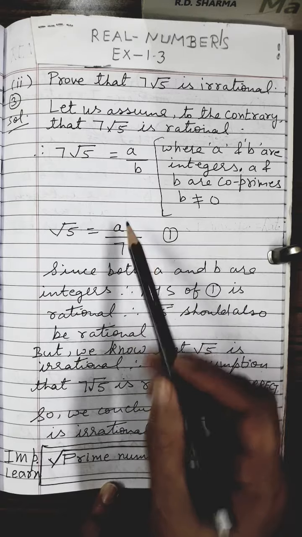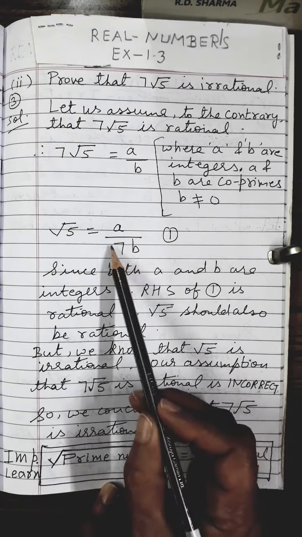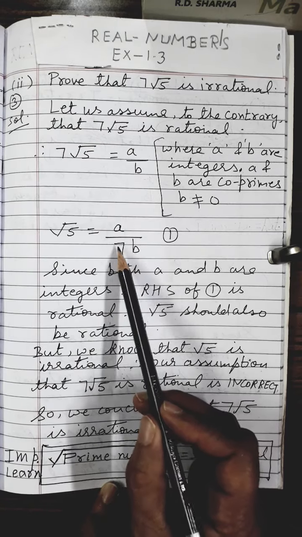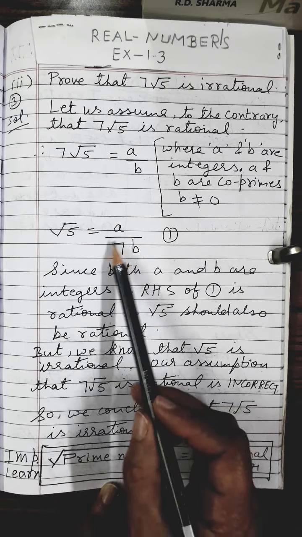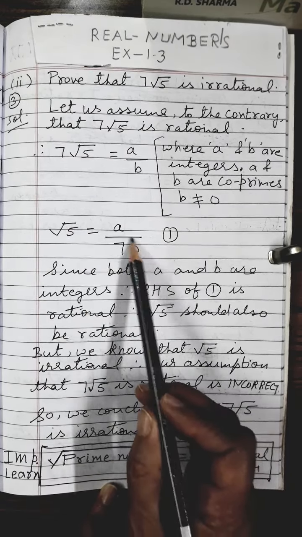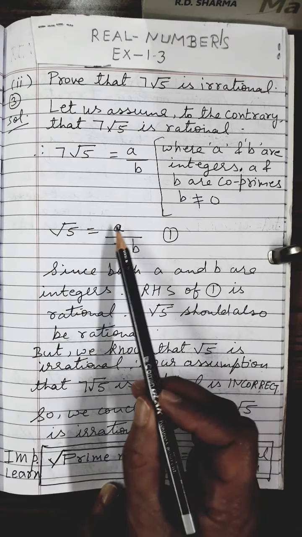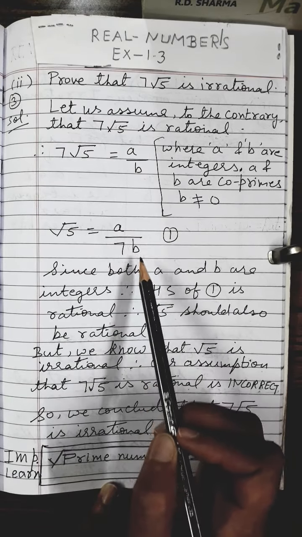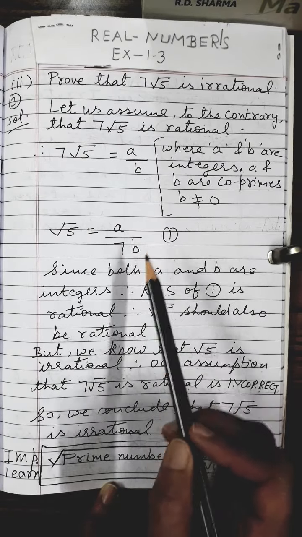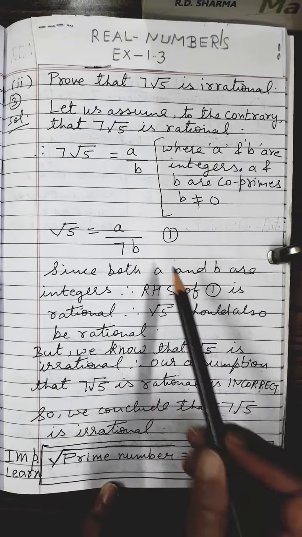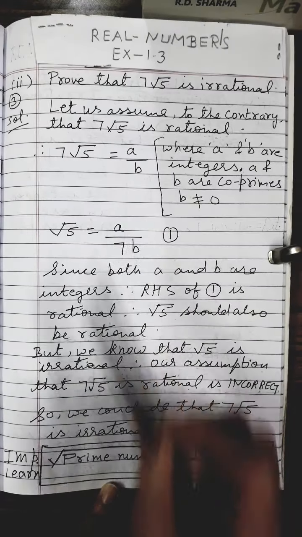Now what do you see in this expression 1? Numerator a is an integer. Denominator 7 into b means integer into integer. Integer into integer will again give you some other new integer. So it means that the denominator is also an integer. So as a whole, what do I see? This right side is an integer divided by integer. And by the very definition of a rational number, integer divided by integer is a rational number. So it means that the right side of this equation number 1 is a rational number.